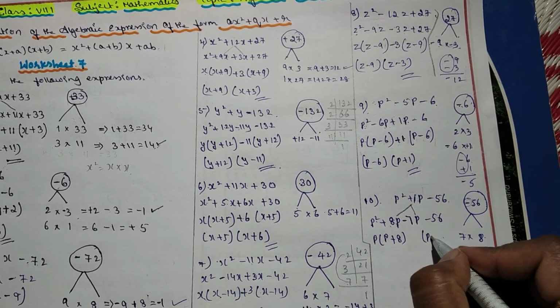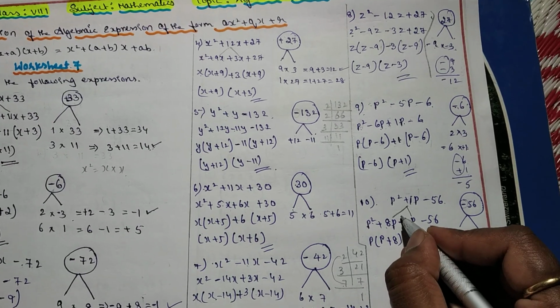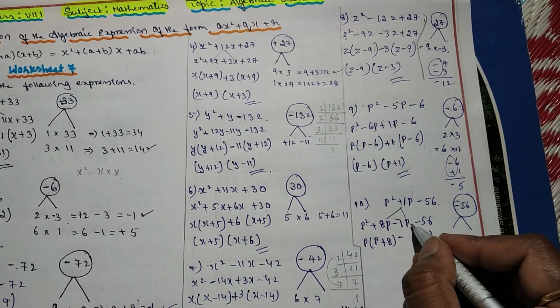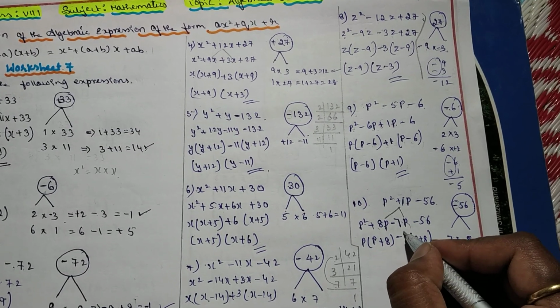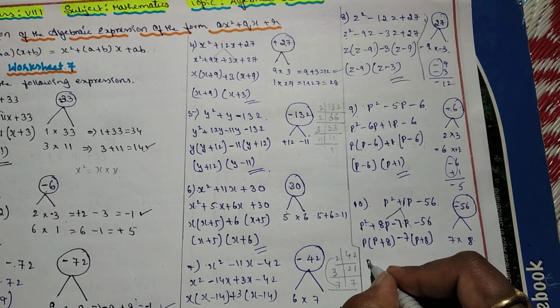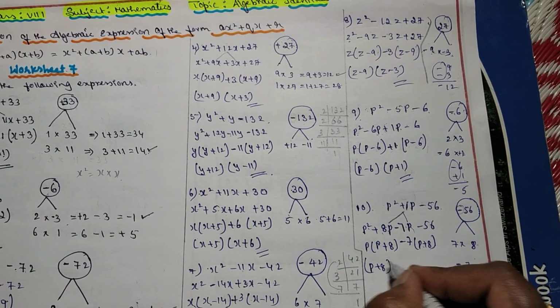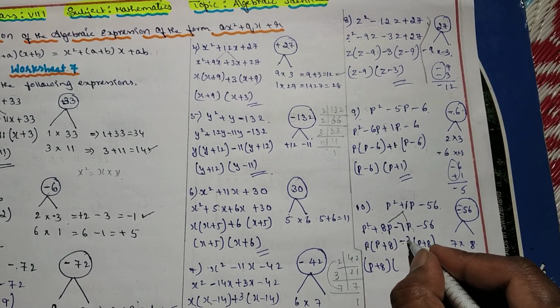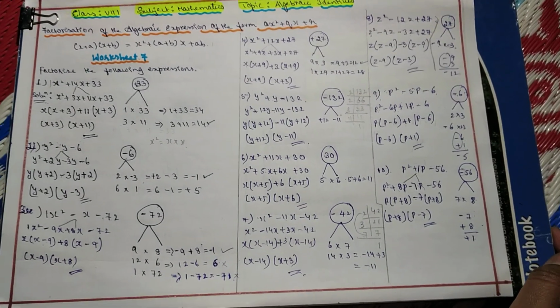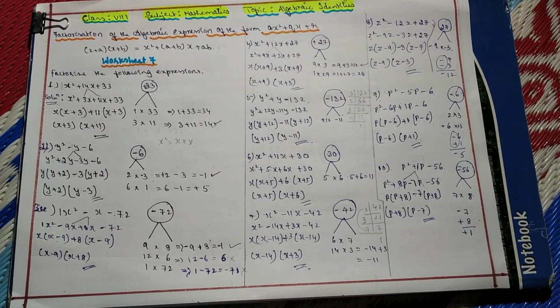So same thing, p plus 8 here, but third term we have minus sign and p is already taken within the bracket and left out is 7 coefficient. Right? In between these two, p plus 8 is common and left out is p minus 7. So these are the two factors for the given question, children.